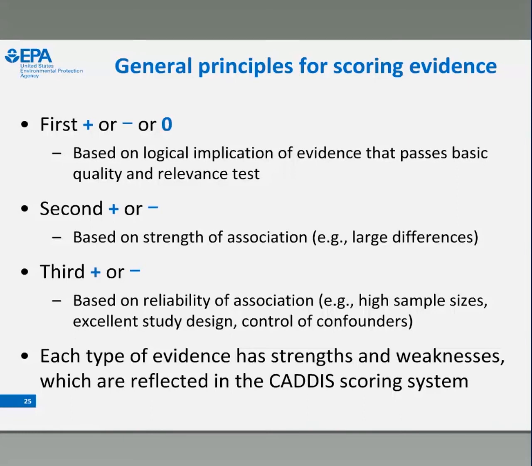And again, it's important to remember that each type of evidence has strengths and weaknesses, and the CADDIS scoring system reflects this. No piece of evidence is perfect, so you want to evaluate as many different pieces of evidence as you can to get the most complete picture possible of what's going on. And I'll show you this scoring system in action for one type of evidence in a few slides. Hopefully it'll make a little bit more sense once you see how it actually goes with types of evidence.